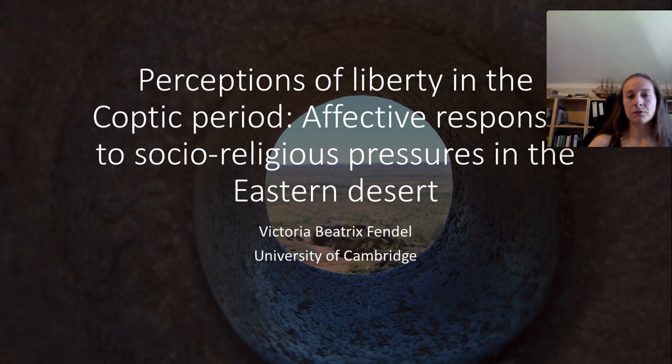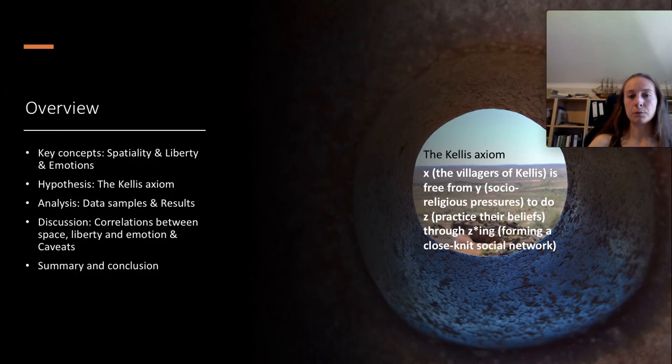On the slide you have a brief overview of what we're going to look at. We're going to start with three key concepts: spatiality, liberty and emotions. Then we are going to dive into my hypothesis, what I call the Kellis axiom. Then I'm going to show you the data analysis, so my samples and results. We are going to go on with a brief discussion of what correlations there are between space, liberty and emotions, and I'm going to finish with a short summary and conclusion.